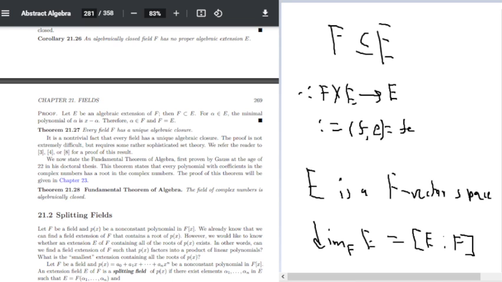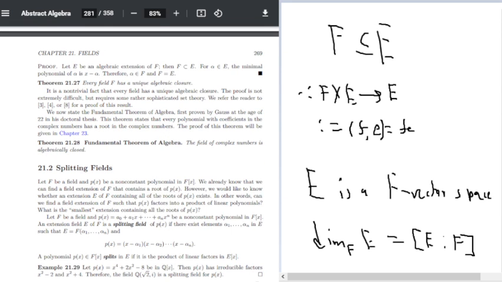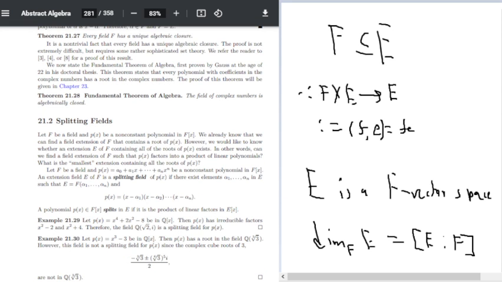Theorem 21.27. Every field F has a unique algebraic closure. It is a non-trivial fact that every field has a unique algebraic closure. The proof is not extremely difficult, but requires some rather sophisticated set theory. We refer the reader to 3, 4, or 8 for a proof of this result. We now state the fundamental theorem of algebra, first proven by Gauss at the age of 22 in his doctoral thesis. The theorem states that every polynomial with coefficients in the complex numbers has a root in the complex numbers. The proof of this theorem will be given in chapter 23. Also consult any complex analysis textbook. So theorem 21.28. The field of complex numbers is algebraically closed.